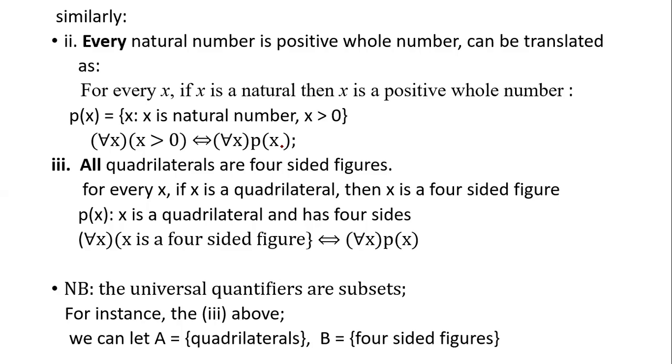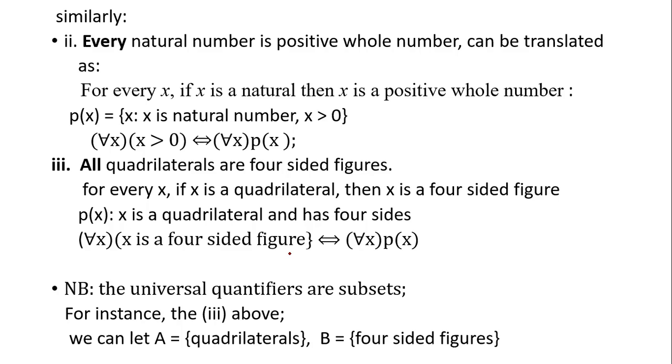So we can say all quadrilaterals, we can say that for every x, if x is a quadrilateral, then x is a four-sided figure. Now with this, we can use the P of x, meaning x is a quadrilateral and x has four sides. Therefore, going through the symbols, we can say that for all x, x is a four-sided figure.